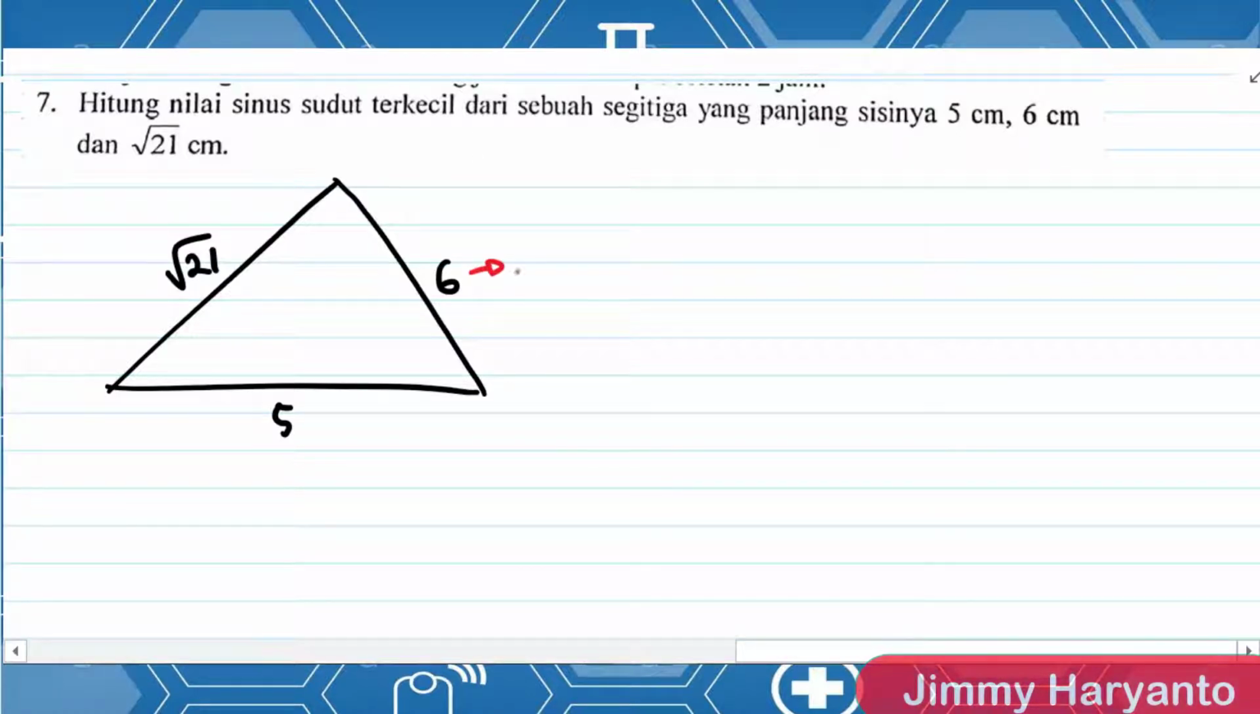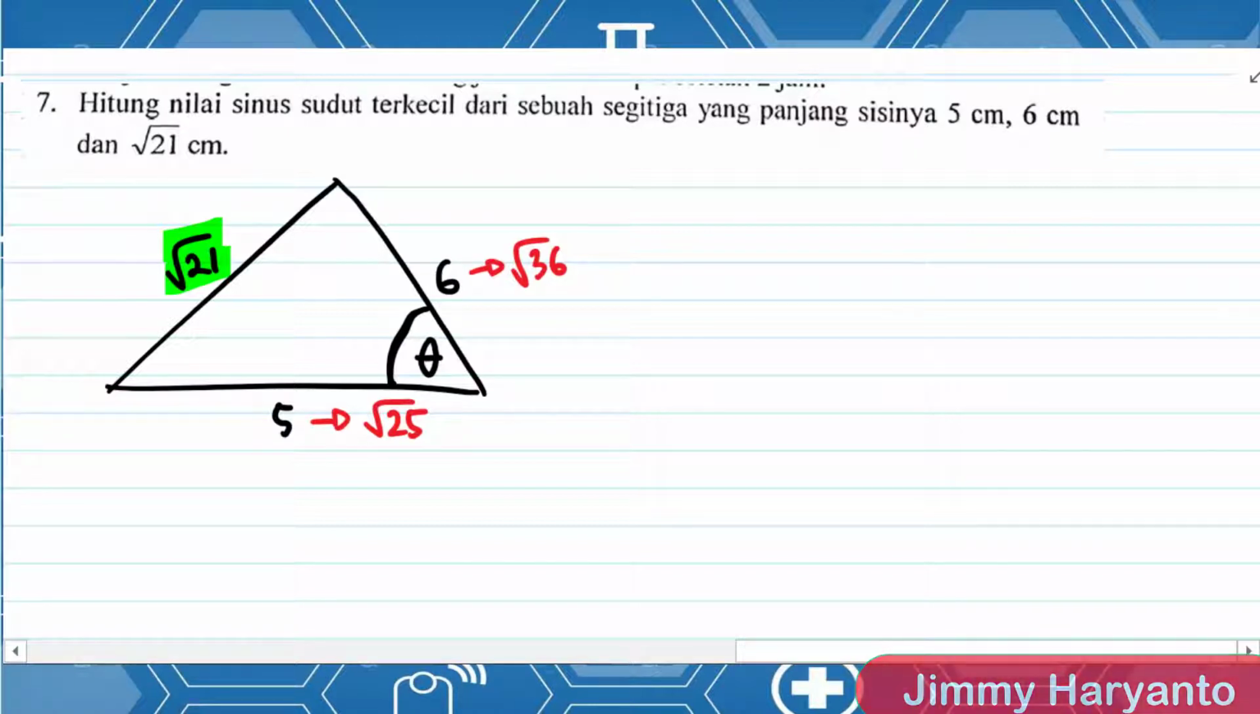For this one, 6 is square root of 36. For this one, 5 is square root of 25. So we can compare them by making each of them into square root form. Because this one is in square root form, the others should be in square root form. After that, we can compare. So we know that the square root of 21 is the shortest. The conclusion is this angle is the smallest.